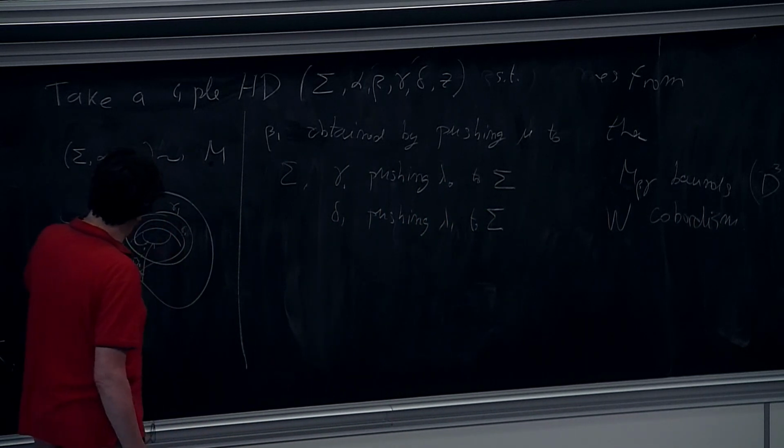So beta 1 and gamma 1 intersect in one point, and delta 1 is homologous to beta 1 plus gamma 1, and it also intersects beta 1 and gamma 1 in one point.